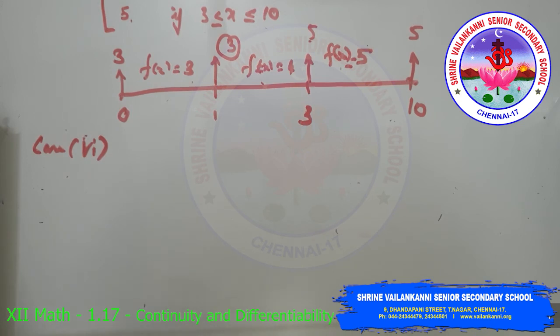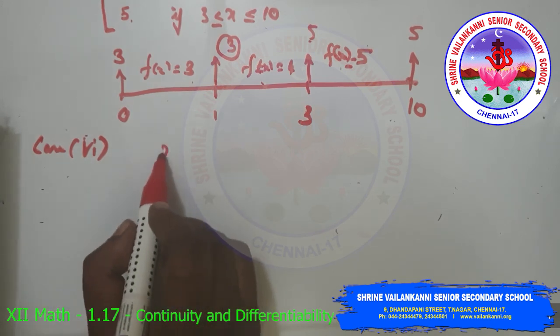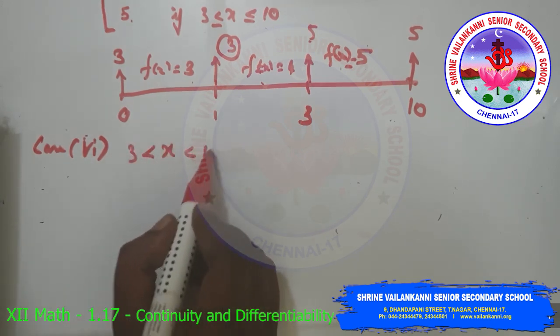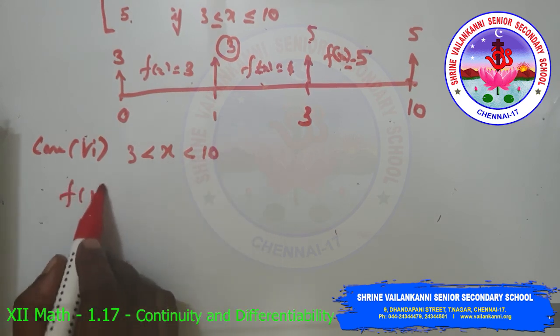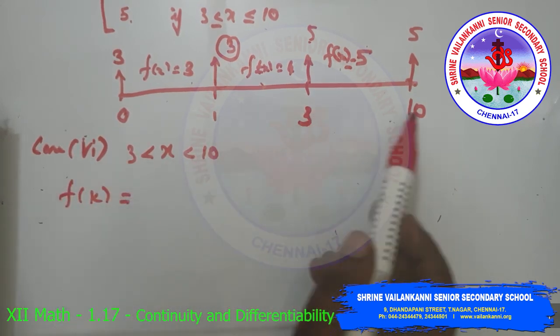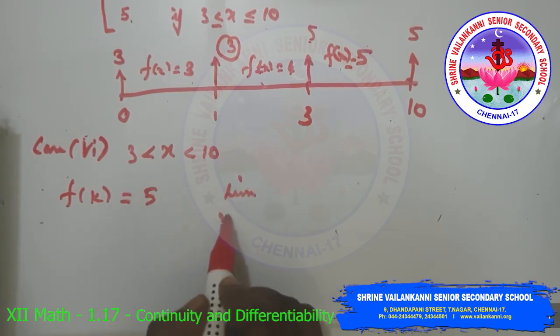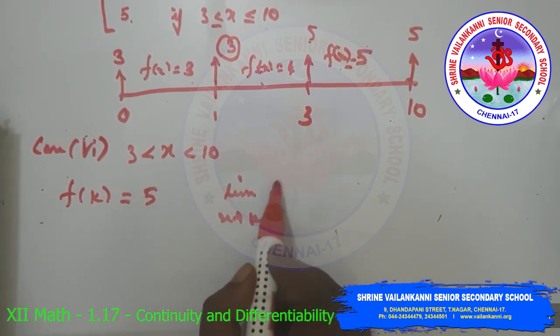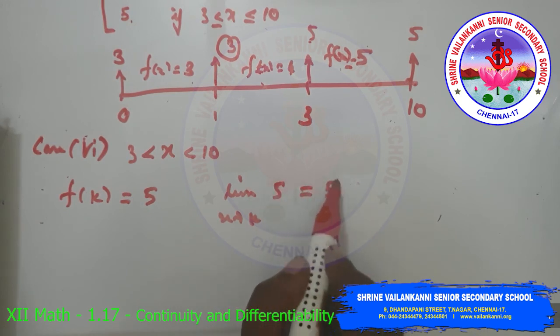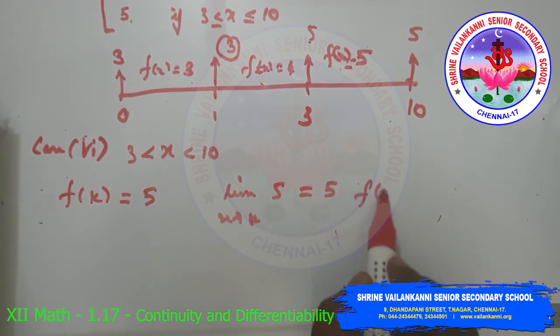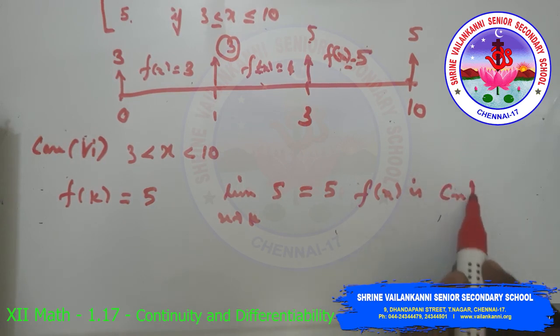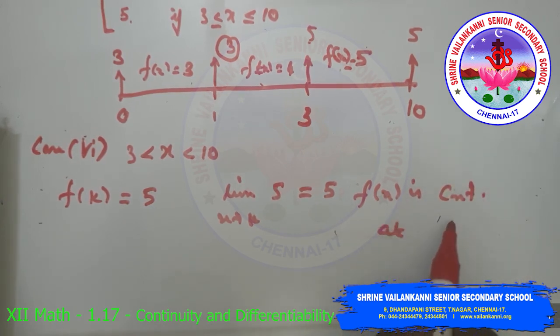So consider the sixth case, x which lies between 3 and 10. Between 3 and 10, f of x is defined to be 5. Then limit x tends to k of 5 is equal to 5. Hence we can say that f of x is continuous for x between 3 and 10.